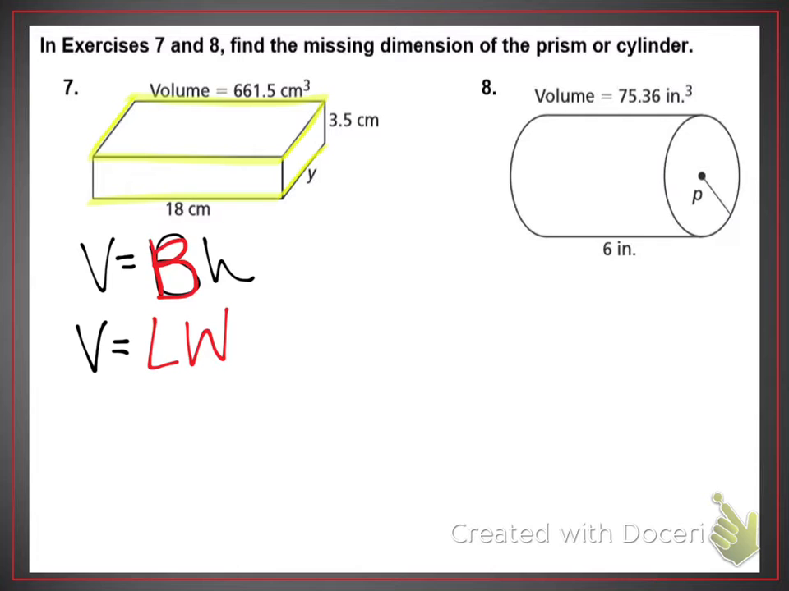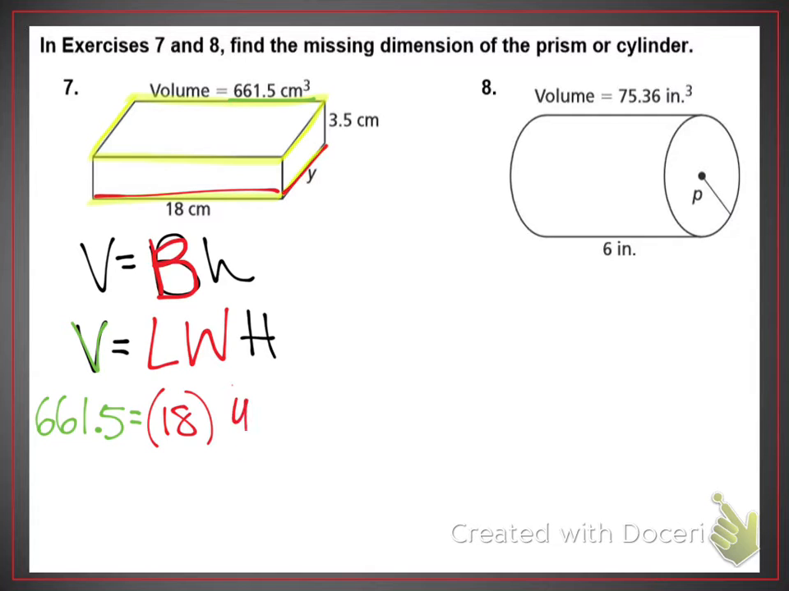If it bothers you, this could be a capital. I don't know. It bothers me. So now we plug in. What is the volume? 661.5. Good. What is the length of my base? 18. So it's going to be 18 times the width of my base, which is y. And then my height of my prism is what pushes the two rectangular bases apart, 3.5.